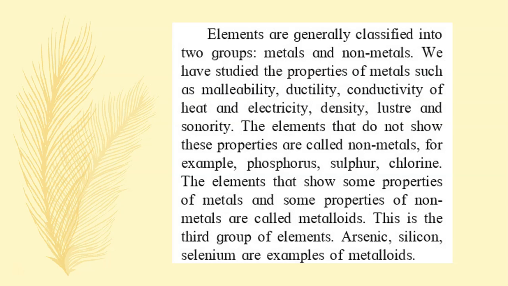And there are a few elements that show some properties of metals and some properties of nonmetals, properties of both. They are known as metalloids. This is the third group of elements, and some examples are arsenic, silicon, selenium, etc. So I'll repeat, elements are further divided into metals and nonmetals. These are two general categories, and certain elements which show properties of both are known as metalloids.